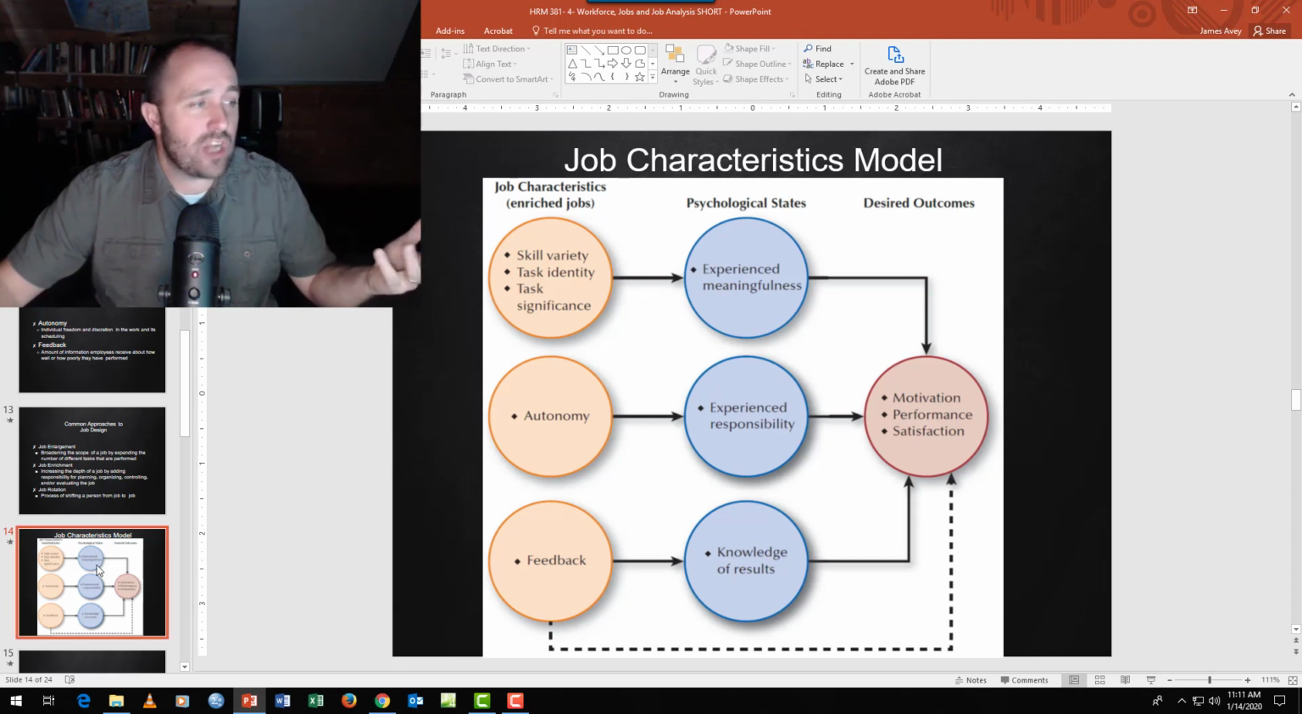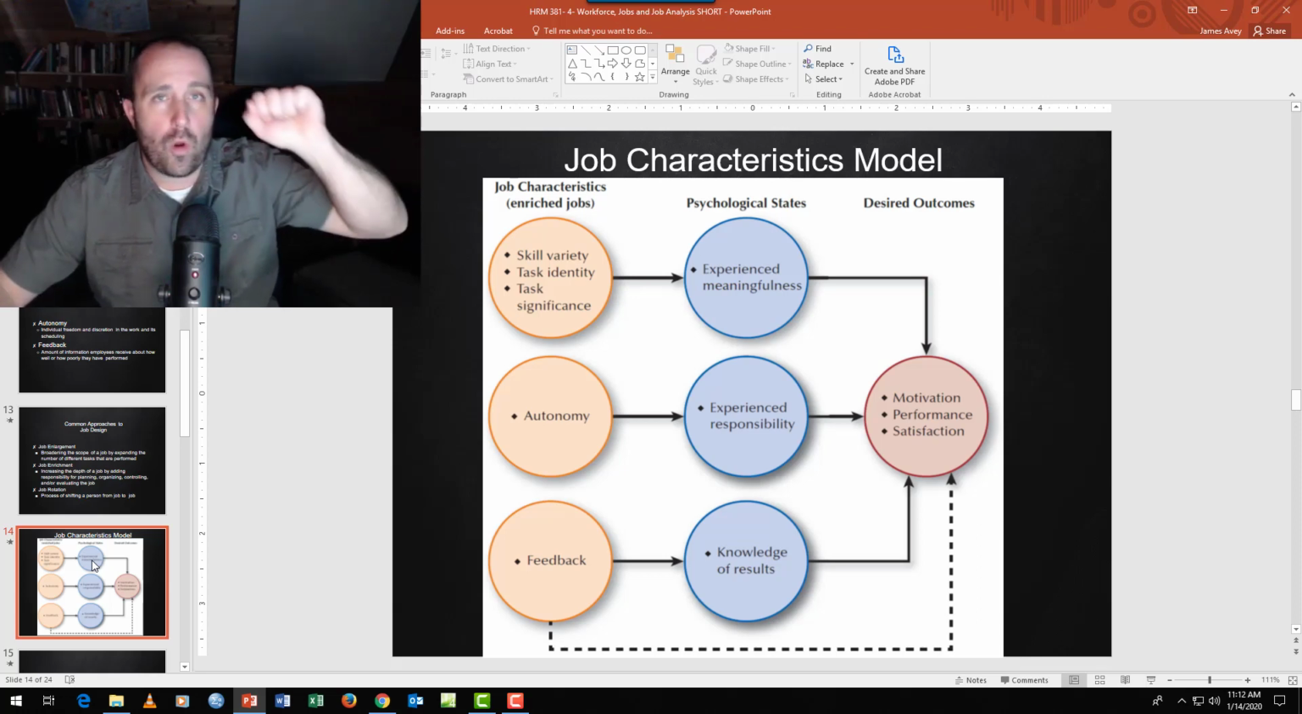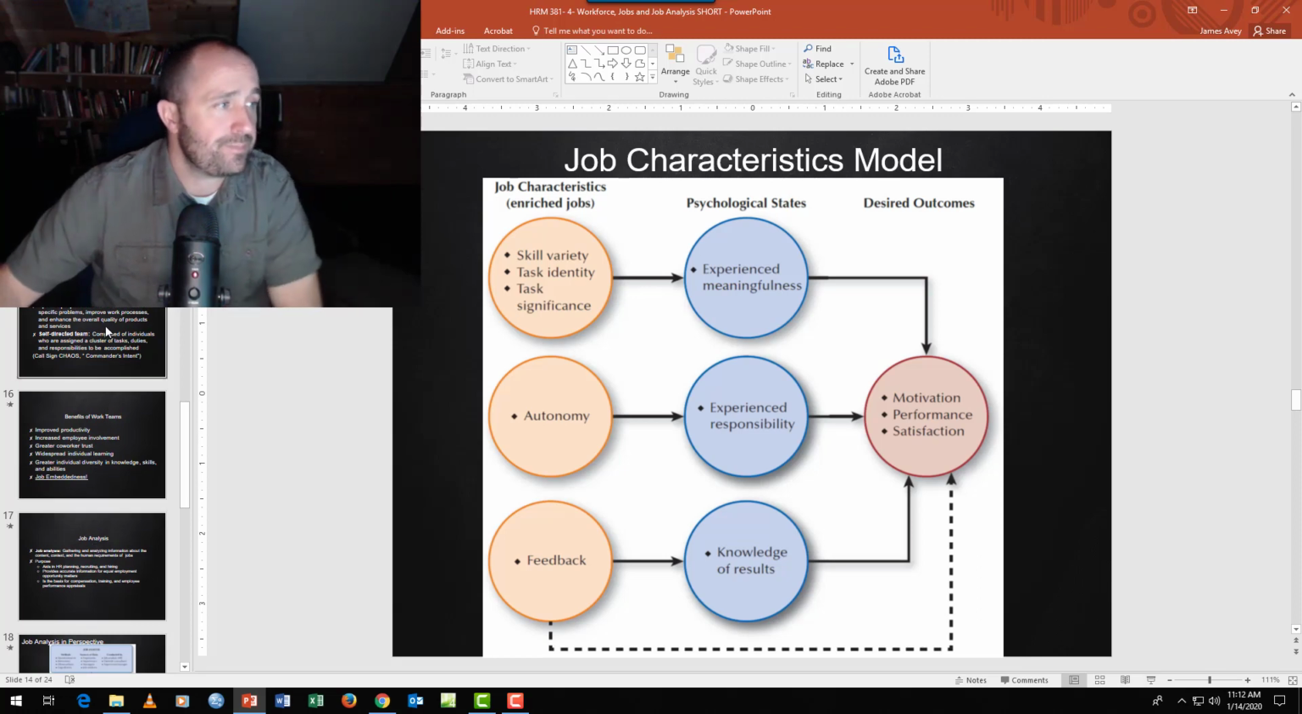So in sum, that's the job characteristics model. It's a pretty simple concept, and everybody knows it, and it has very practical implementation strategies for managers, especially dealing with outdated jobs or brand new jobs. That's where this really comes in handy.